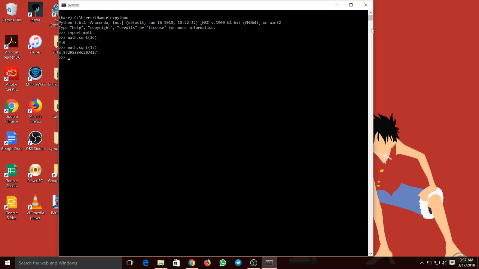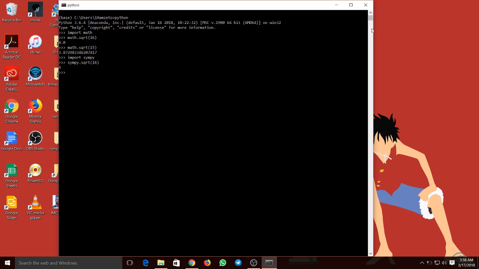So mathematically, let's try a different method with Sympy. So now we are going to import Sympy. Now Sympy is running. Then we're going to try another method of finding the square root with Sympy, of 16. You see, the square root gives us 4.